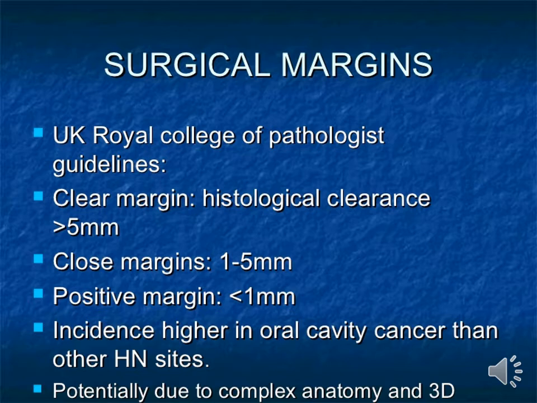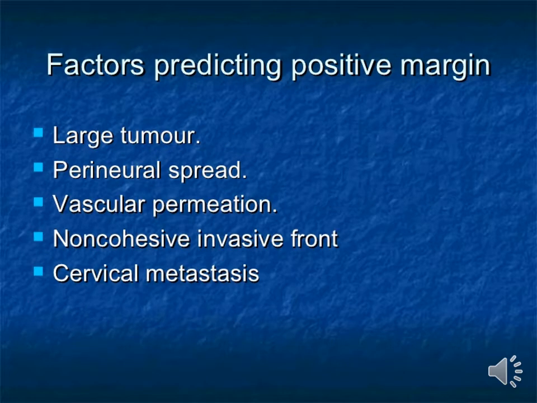head and neck dissection, potentially due to the complex anatomy and 3D structure of the head and neck. Factors predisposing to positive margin: first, large tumor. Second, perineural spread, if any invasion of the nervous system. And third, vascular permeation, if any vascularity within the tumor. And the other, non-cohesive invasive front. And the last one, cervical metastasis.